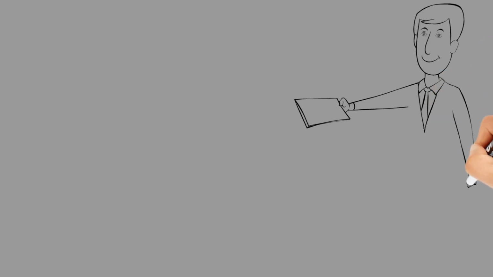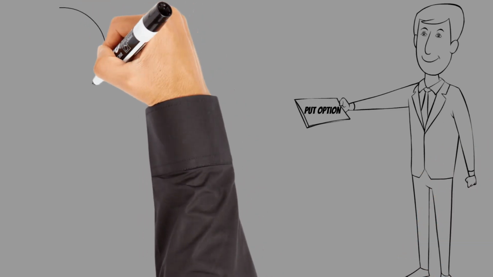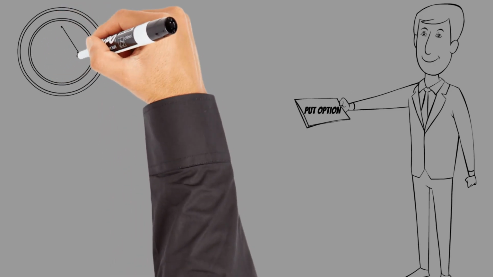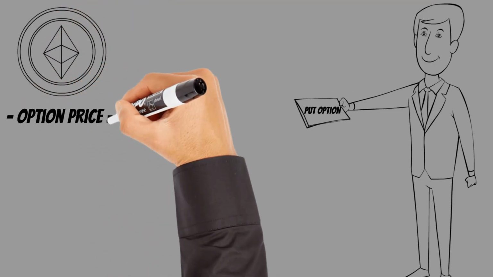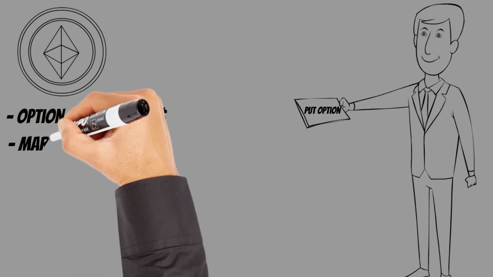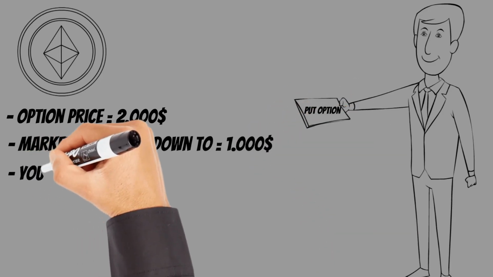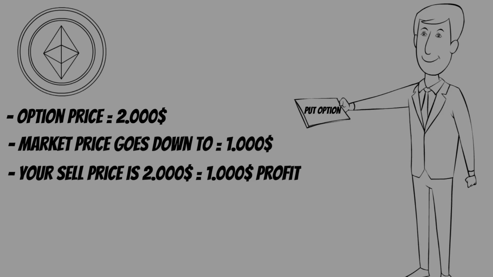If, during the next 30 days, the Ethereum price drops to $1,000 per coin, you can exercise your put option and sell your Ethereum at $2,000 per coin, even though the market price is only $1,000. This allows you to limit your losses and potentially recoup some of your investment. So, buying a put option can be beneficial when you want to protect yourself from potential losses in the market.